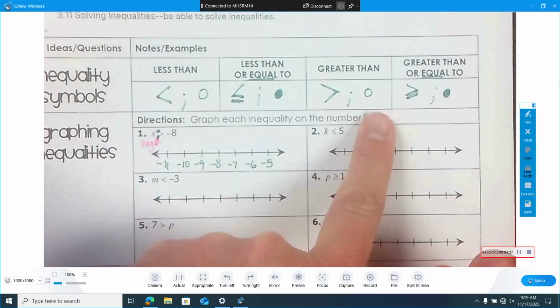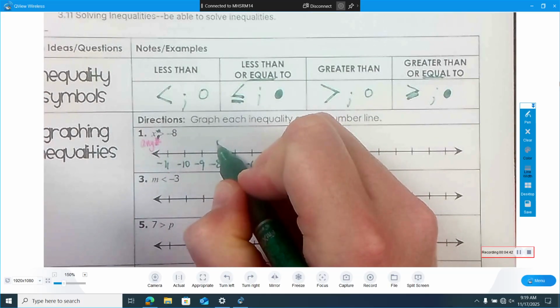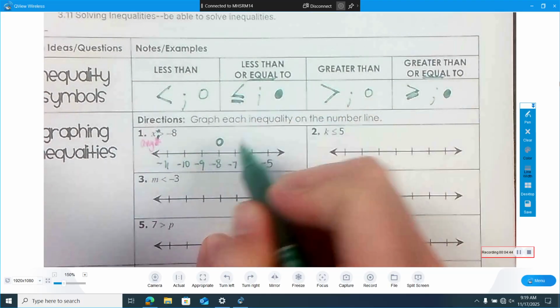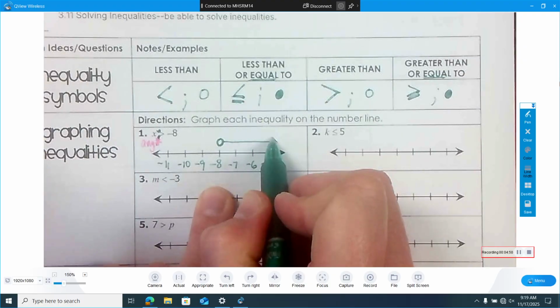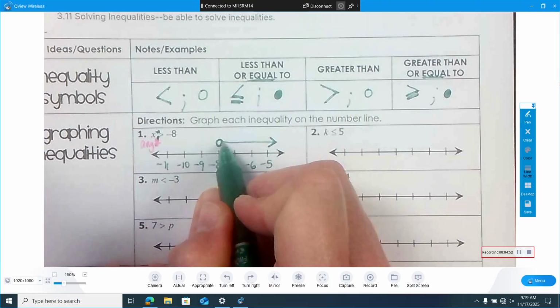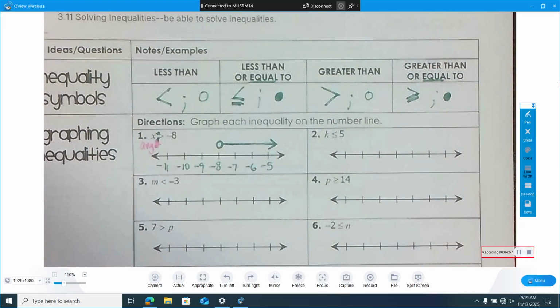Now, this says I want any number bigger than -8. Because it's just bigger than, at -8 I'm going to use an open circle. And where are the bigger numbers? To the right. So we draw a little arrow to the right. And so there's a lot of answers here. Any number bigger than -8 is part of the solution, okay?